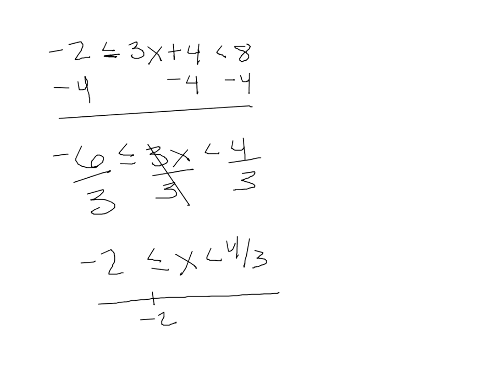So I find minus 2 and 4/3. The minus 2 is included, so I draw a closed circle. And the 4/3 is not included, so I draw an open circle. And so x is between minus 2 and 4/3. So I color it right there. And I write my interval as a square bracket, minus 2 to 4/3, parenthesis.